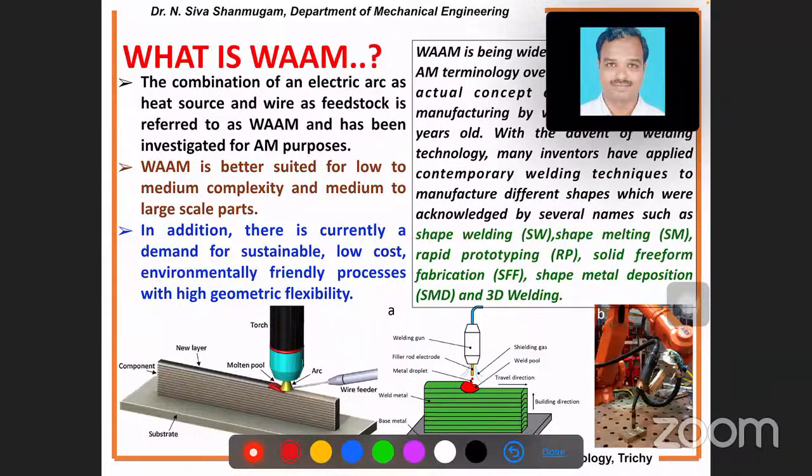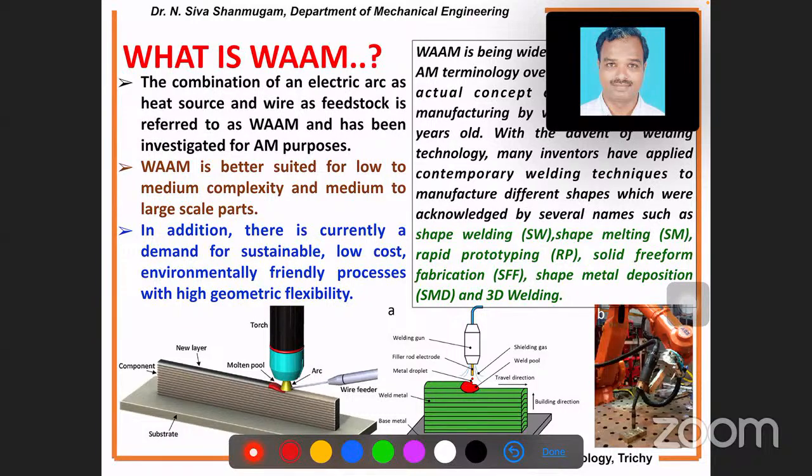Sir, WAAM is better suited for low to medium complexity and medium to large scale parts. If I want to create so many components, 100 components at a time, that is very difficult with powder based, but still possible when you are using this WAAM technology. In addition, there is currently a demand for sustainable, low cost, environmentally friendly, which is very, very important. So environmentally friendly processes with high geometrical accuracy.